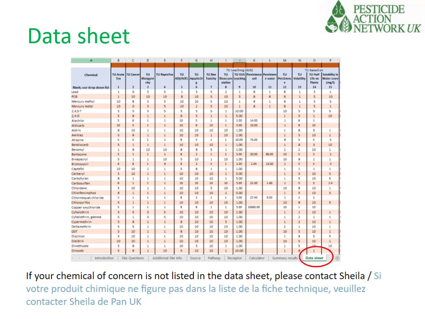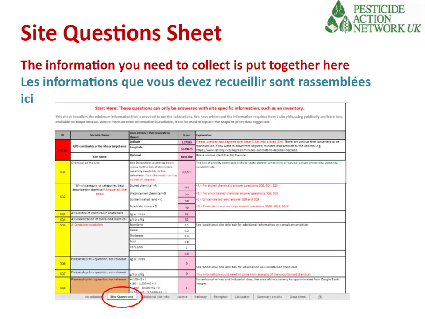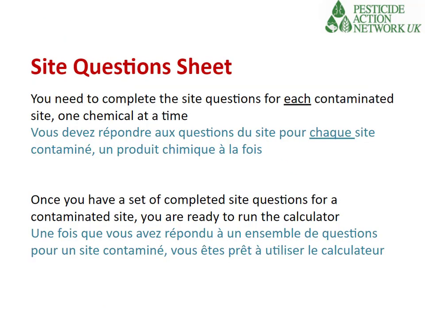The next important sheet is the site questions sheet, which is the second sheet in the calculator. This sheet describes the minimum information that is required to run the calculations. We have attempted to minimize any information that is required from a site visit, instead using publicly available data from MapX. However, all of the information here in the pink cells are what is absolutely required in order to make the calculation.